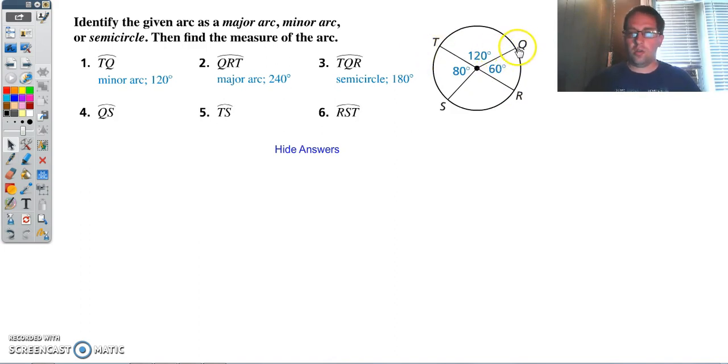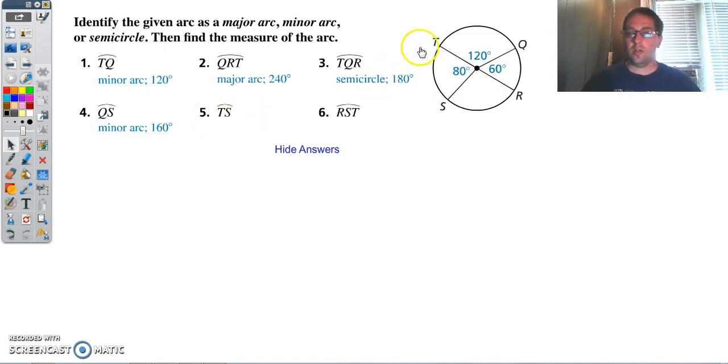Okay, arc QS. So here's Q, there's S. What to do there? This is 160 degrees. A couple of ways you could do this. Easiest way, Q to S, that's 360, and you could just subtract 120 and 80 from 360. That works, so that's 200. Or, since this is a diameter, that means that TSR is 180, and you can subtract 180 from 180, so you find out that this is 100 degrees, and 60 plus 100. A couple ways to do that.